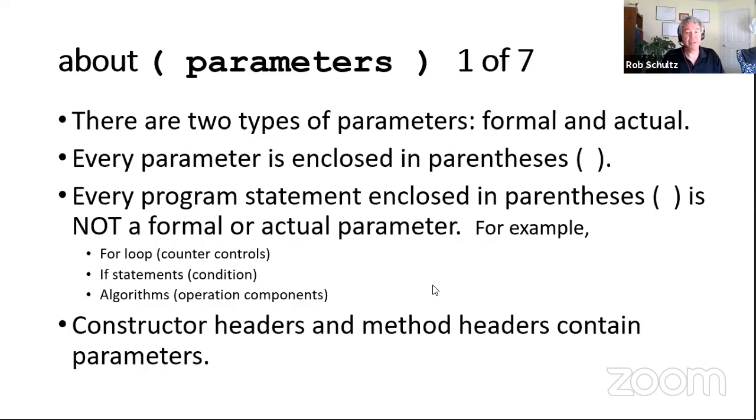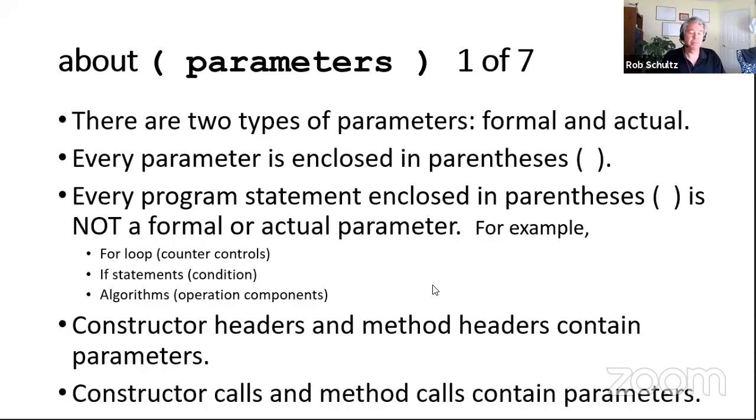Constructor headers and method headers contain parameters. Okay. Constructor calls and method calls also contain parameters, and that's the difference between our formal parameters and our actual parameters. Yeah, and as you can see, this is one of 7. We hope that you will watch this as many times as you need to really get it. There's a lot of meat on all these slides 1 through 7.